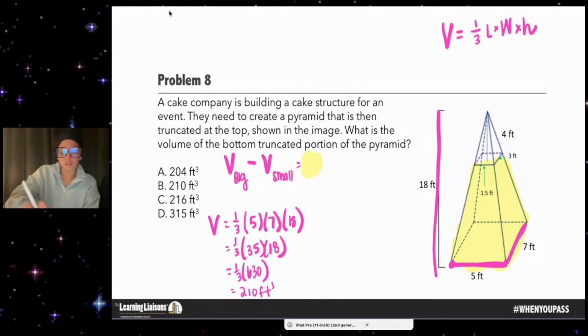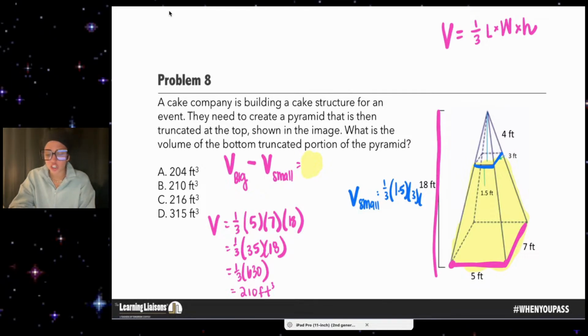Now, volume of the small pyramid: one-third, length 1.5, width 3, height 4. Now, this should have an arrow pointing right here, because otherwise it could look like 4 is the slant height, but that is the actual height.